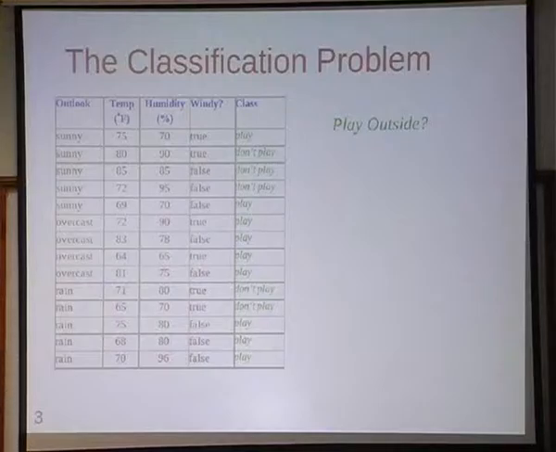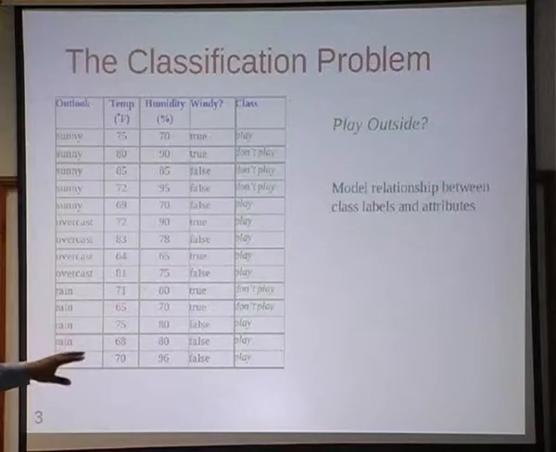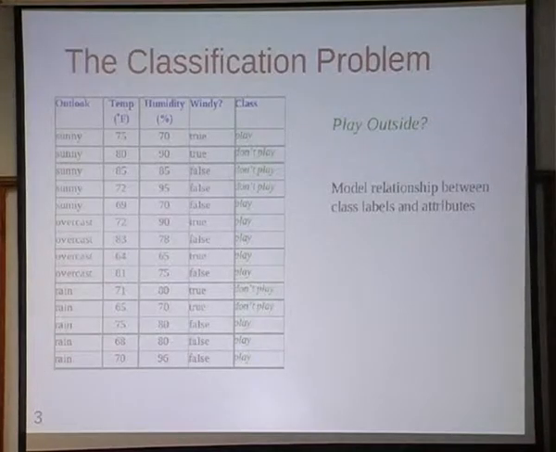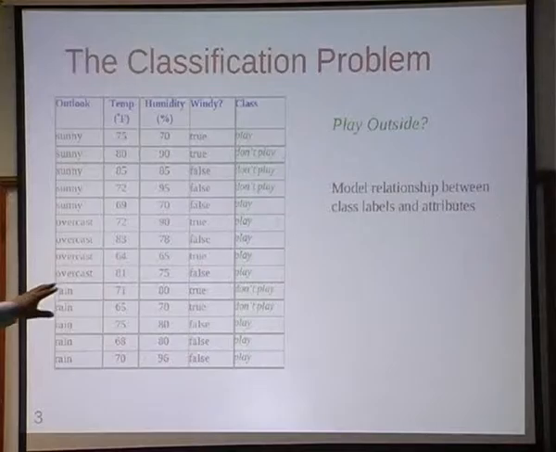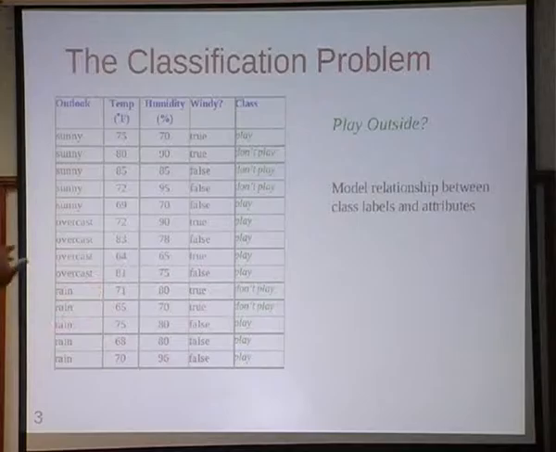if we are given a new weather condition, we want to be able to predict whether that new weather condition is nice to play outside or not. So we are given examples and we want to use these examples in order to predict for new records. In order to do that, we need to model the relationship between the class labels, which is basically play and don't play, two labels, and the attributes. We have 4 attributes here, excluding the class attribute.